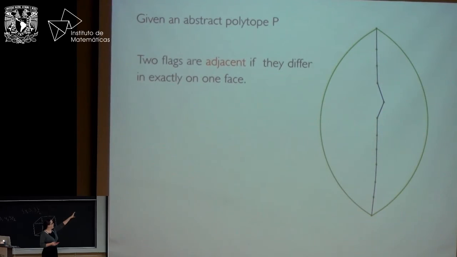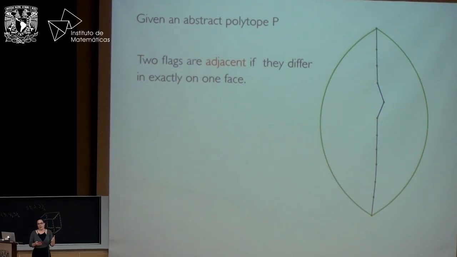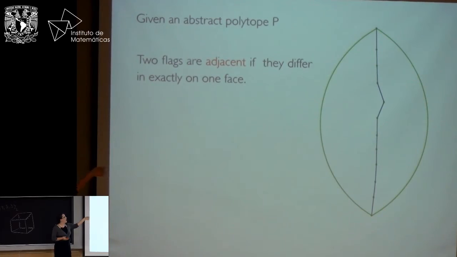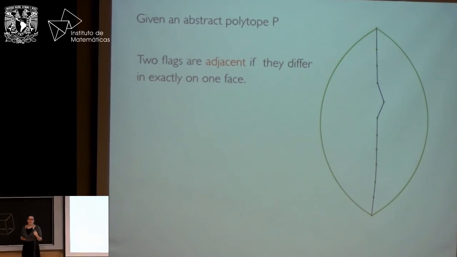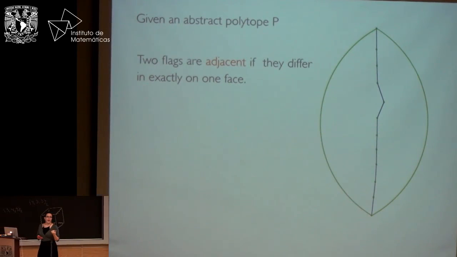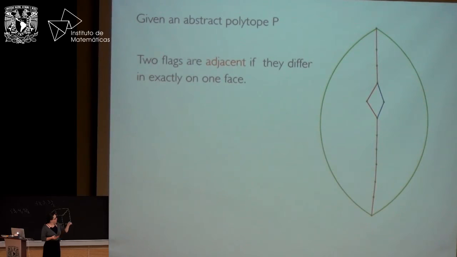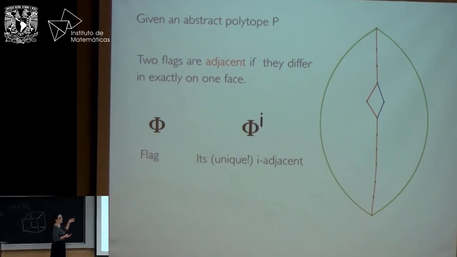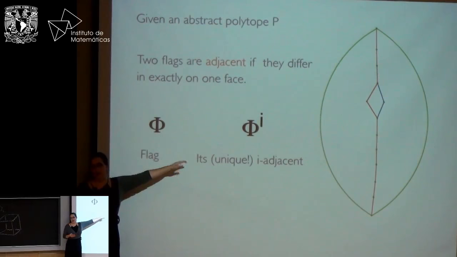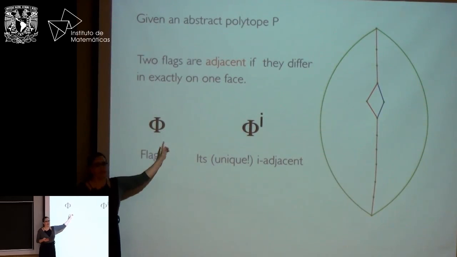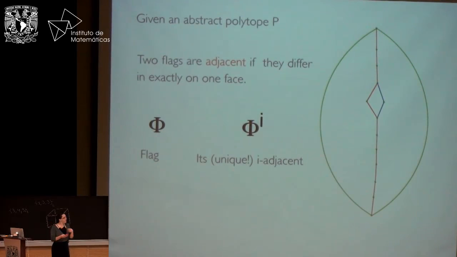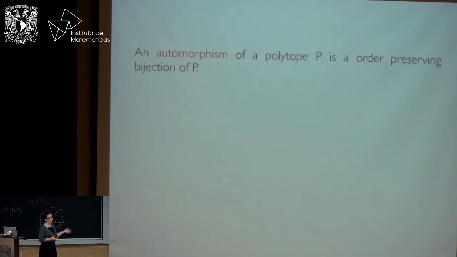Now I'm going to tell you a couple of things to tell you what I mean by a rotation and what I mean by a reflection so that I can add symmetry if I want to. So I have an abstract polytope, I have a flag, and I'm going to say that two flags are adjacent if they differ in exactly one element. So if I have a flag and I pick a rank, because of the diamond condition, it looks like that. What it means is that if I have a flag and I have a rank, then it has a unique adjacent flag that differs exactly in the face of rank i. And then what I can say is that a reflection, well, first, an automorphism is a bijection that preserves the order.